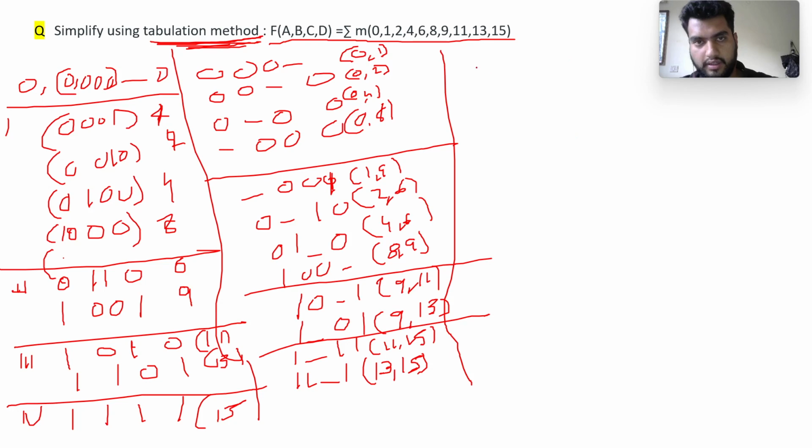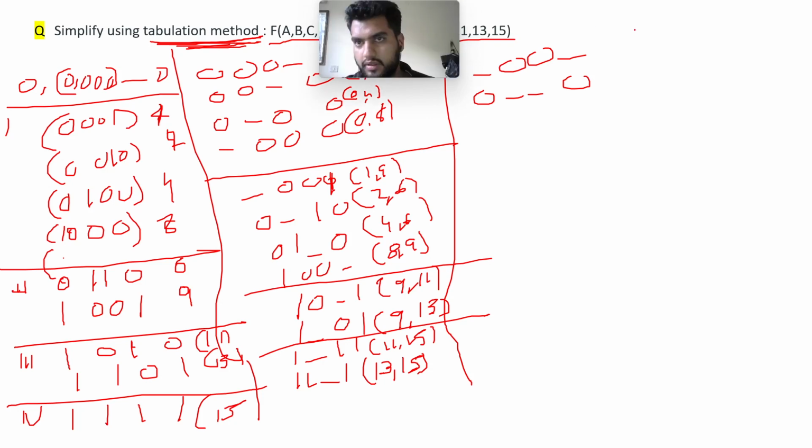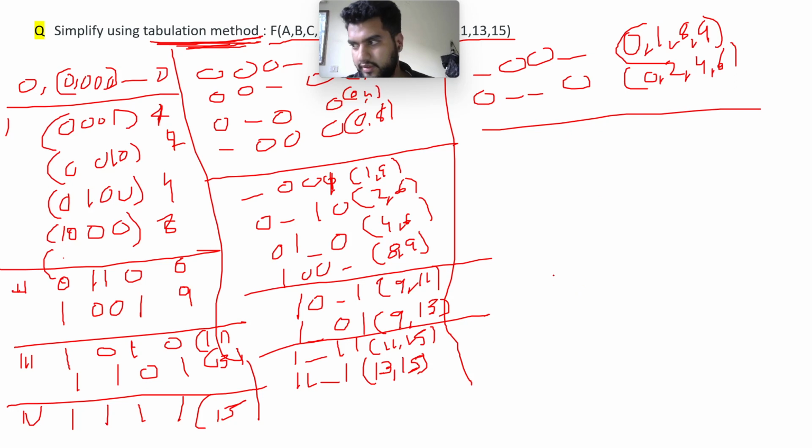Now we'll see here, is there any possible? Yeah, there are 2. So these are 0 1 8 9. This is 0 2 4 6, and here we have 9 11 13 15.